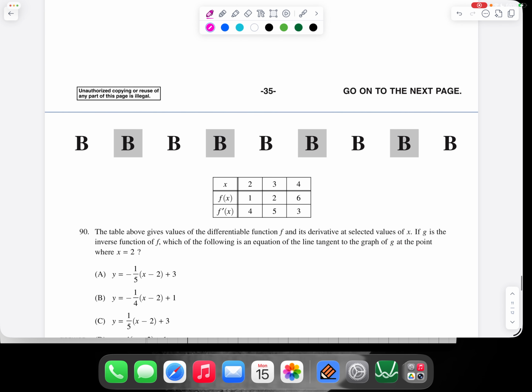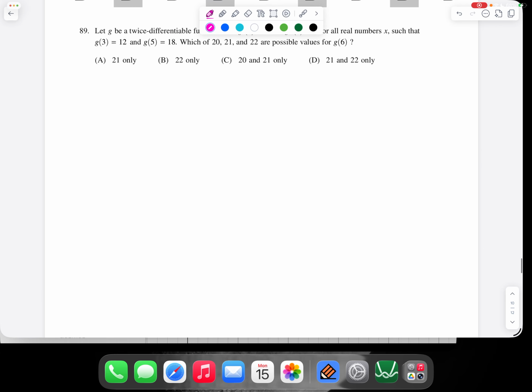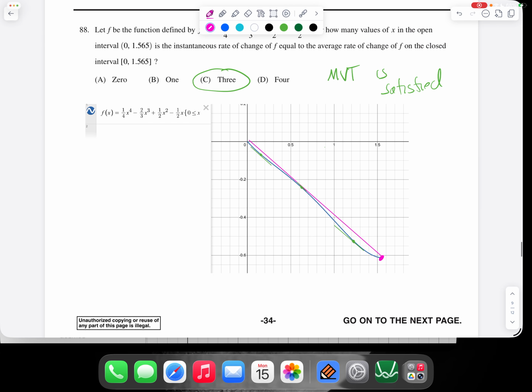89 is not a Desmos problem, and neither is 90. Okay, I realize that was a little sloppy in places, but those are some of the ways Desmos can help you.